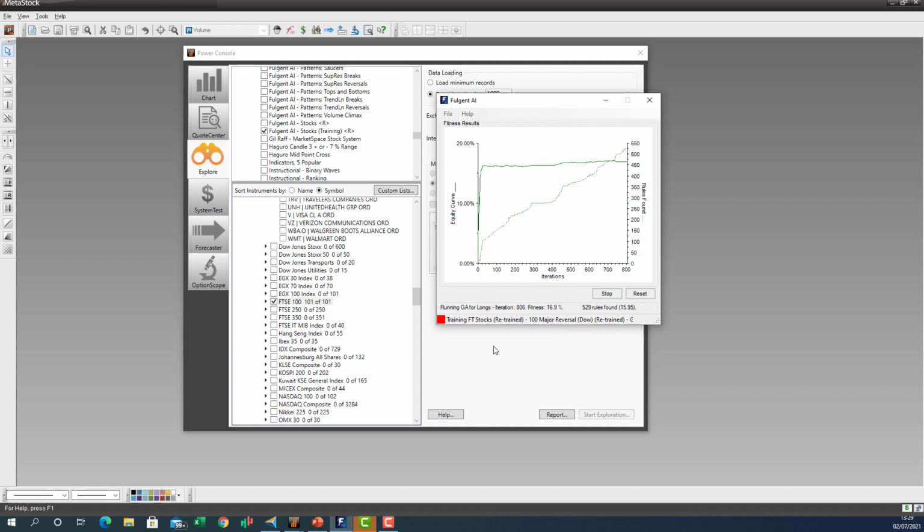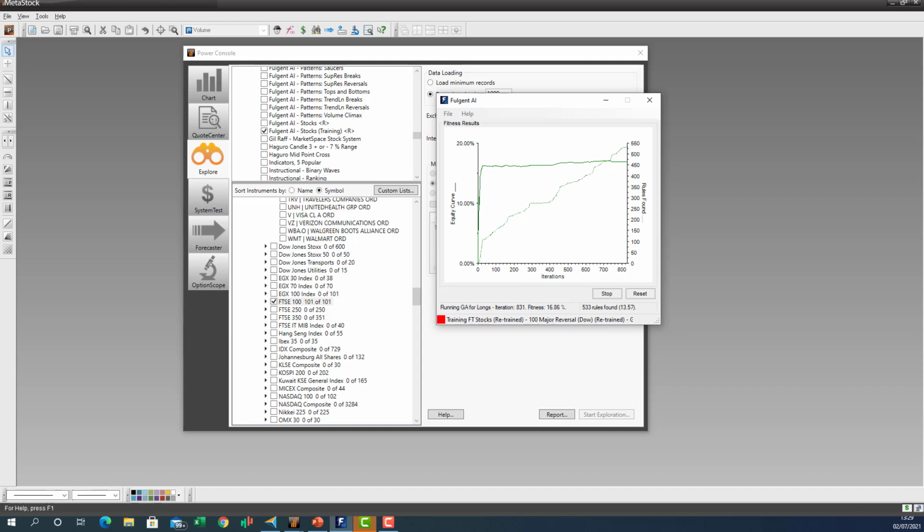It's testing all these stocks. You can see here code 100 major market reversals is now being retrained on those FTSE 100 stocks. It found 530 rules, 29 rules so far, 531 rules so far, and it's run 822 tests, 824 tests so far already. So you can see it's got quite a lot of rules that it's now generating.